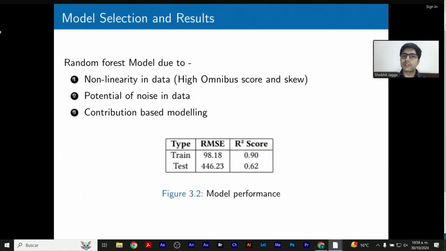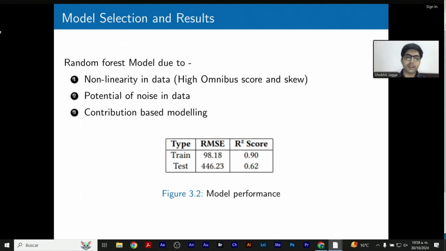Okay, regarding the model selection, I choose a random forest model for prediction as there is non-linearity present in the input data, which I observed by the high omnibus and skew score. These models are also able to handle noise in data and hence suitable for our datasets, which have high potential of noise. Contribution based modeling of input variables is also useful in our allocation methodology and provided by this particular model.